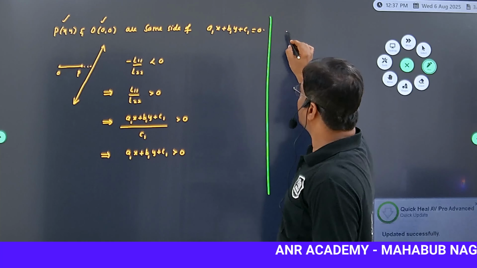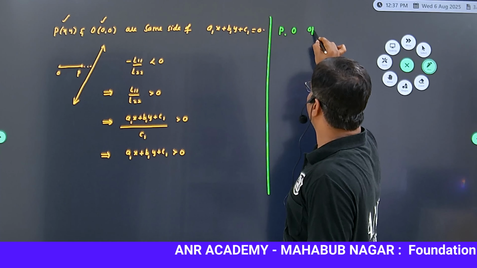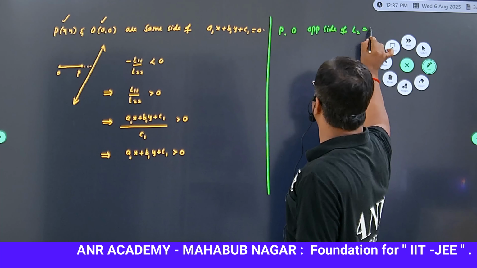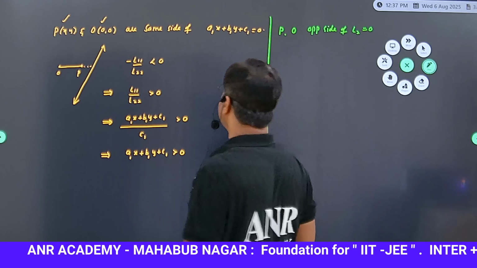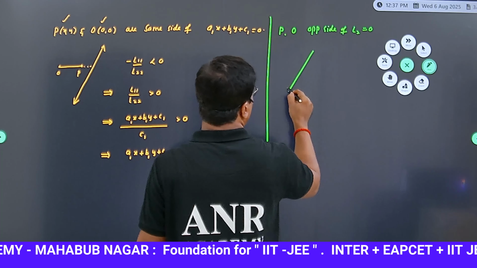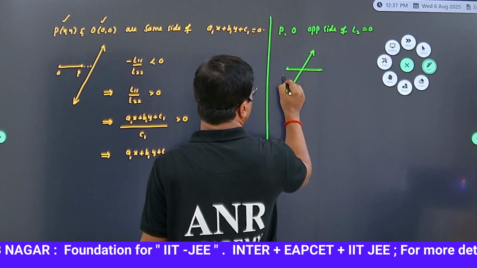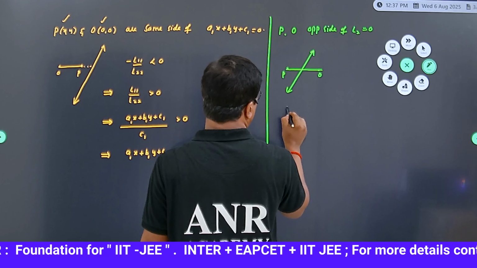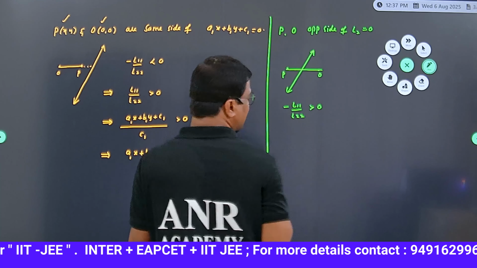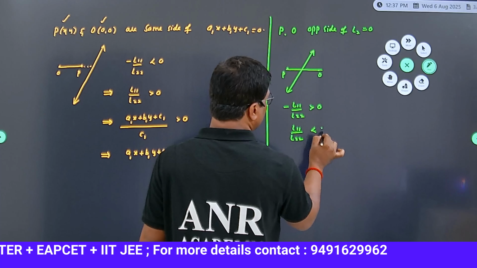You know that in the second case, the point P as well as the origin are on opposite sides of the second line L2. When they are on opposite sides, the division is internal. Therefore, minus L11 by L22, which is more than 0, that is, L11 by L22 is less than 0.